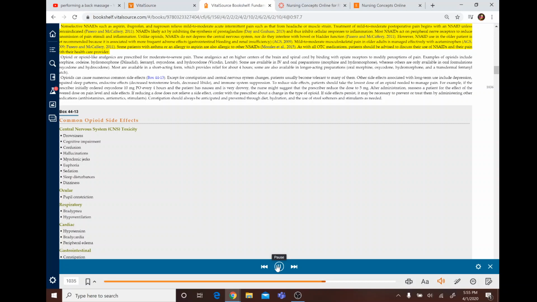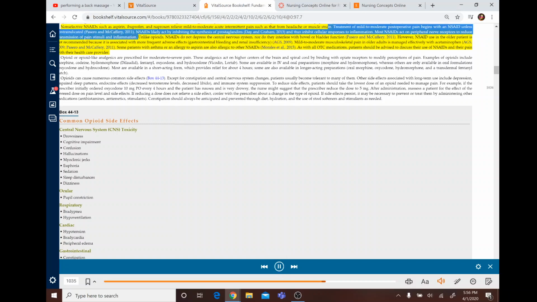Non-selective NSAIDs such as aspirin, ibuprofen, and naproxen relieve mild to moderate acute intermittent pain such as that from headache or muscle strain. Treatment of mild to moderate postoperative pain begins with an NSAID unless contraindicated, Paciro and McCaffrey, 2011. NSAIDs likely act by inhibiting the synthesis of prostaglandins, Day and Graham, 2013, and thus inhibit cellular responses to inflammation. Most NSAIDs act on peripheral nerve receptors to reduce transmission of pain stimuli and inflammation.